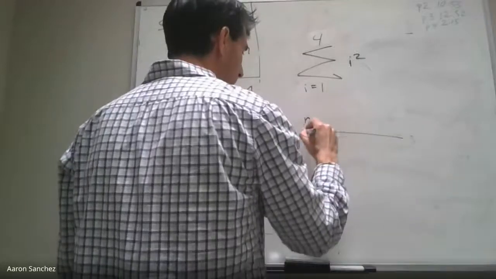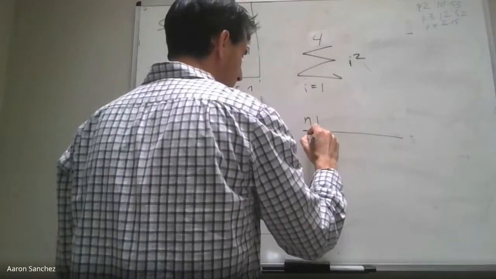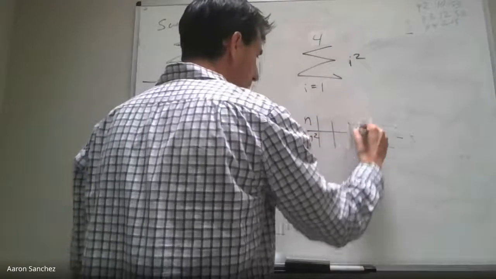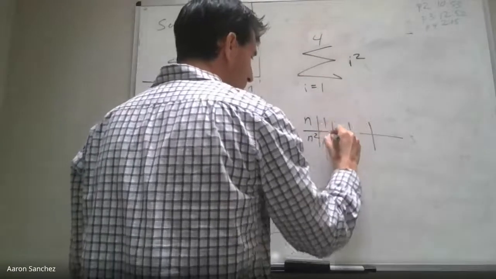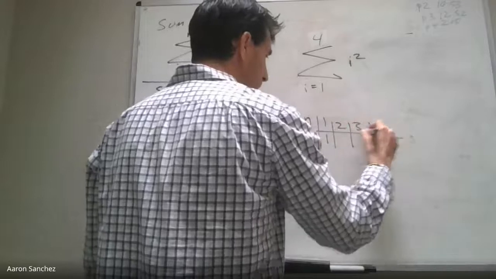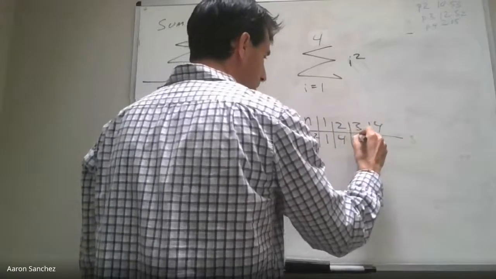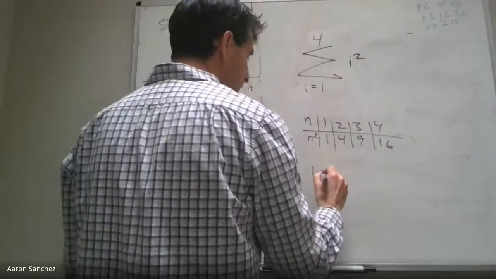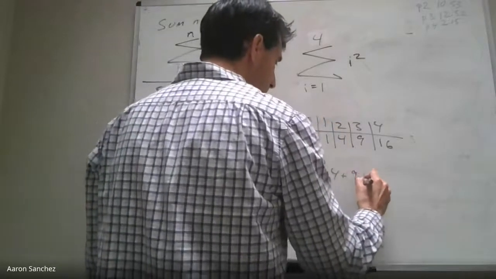N, and then we have n squared. I'm going to square it. 1 squared is 1, 2 squared is 4, 3 squared is 9, 4 squared is 16. This tells me to add 1 plus 4 plus 9 plus 16.